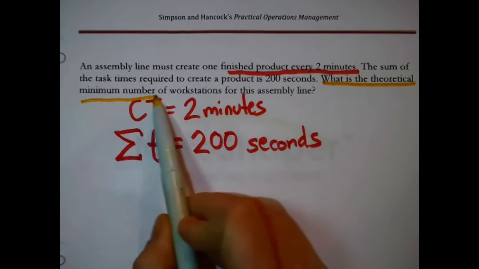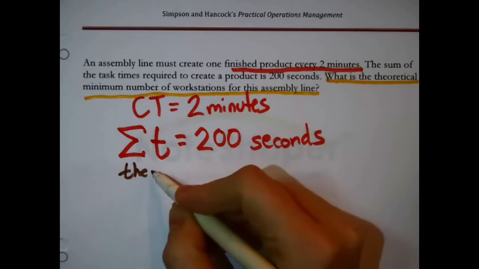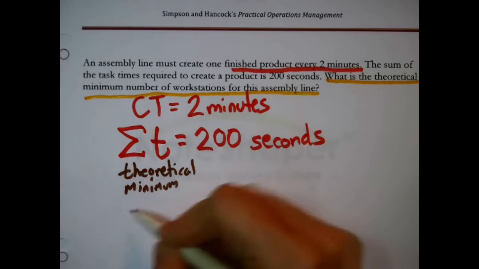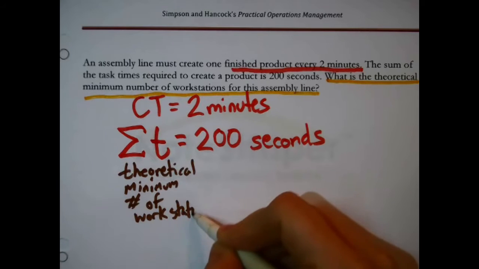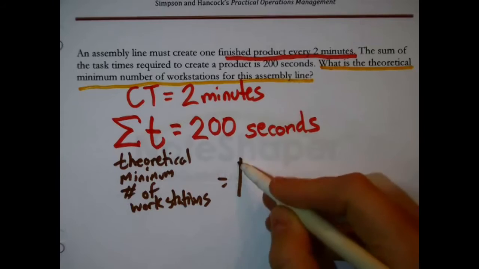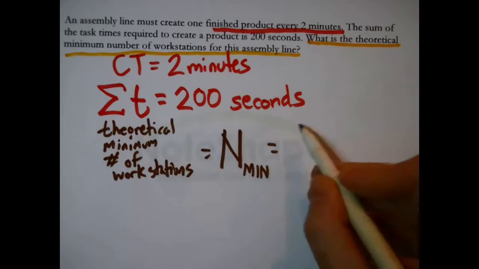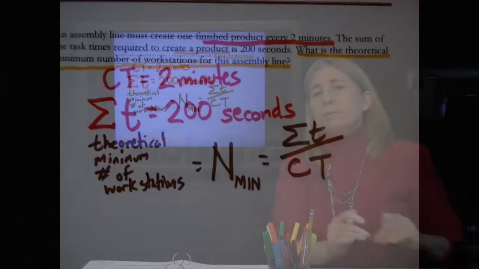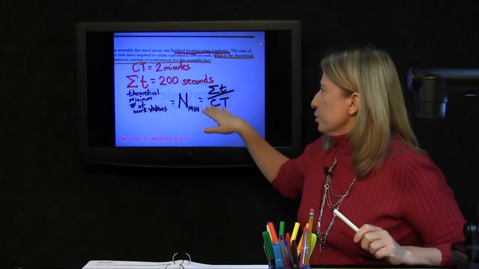Now, finally, we're working our way to the question. Simple formula. What is the theoretical minimum number of workstations for the assembly line? Another way to symbolize that is N, capital N for a big count. The theoretical minimum is nothing more than the sum of the task times divided by the cycle time. That's the formula. So you may have known that, seen the two pieces that you need.